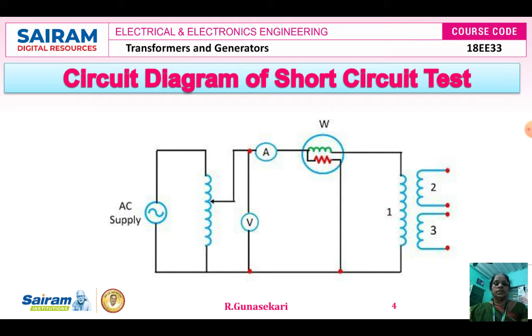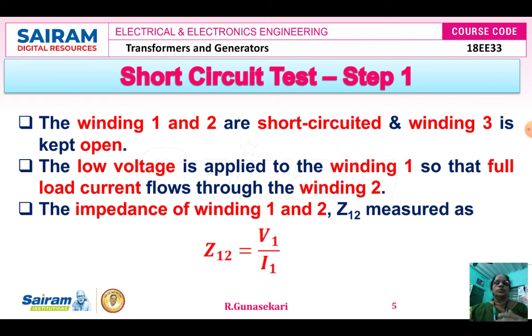The short circuit test is conducted in 3 steps. Now you can see what the 3 steps are. This is the basic circuit diagram. Based on the 3 steps, either 1 and 2 are short circuited, or 2 and 3, or 1 and 3. Now you see the procedure of the short circuit test. This is the first step. First, winding 3 is kept open and windings 1 and 2 are short circuited.